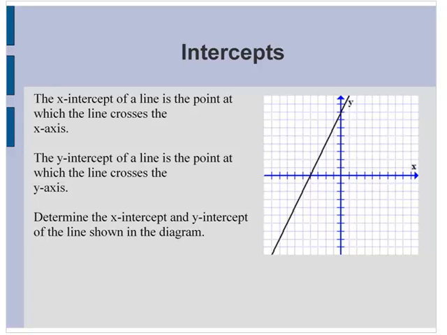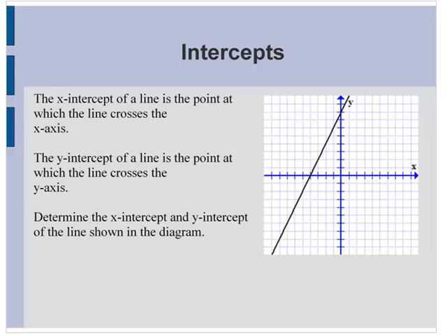So first, let's discuss the concept of intercepts. Intercepts are the points at which a line crosses the axis, or the axes, I should say, the plural. So for example, the x-intercept of a line is the point at which the line crosses the x-axis. The y-intercept of a line is the point at which the line crosses the y-axis.